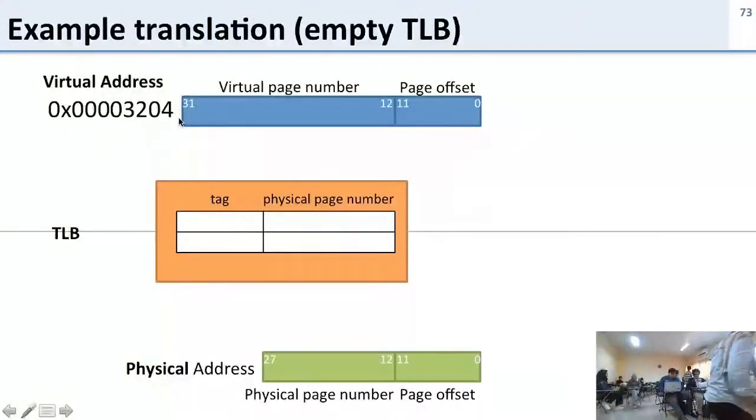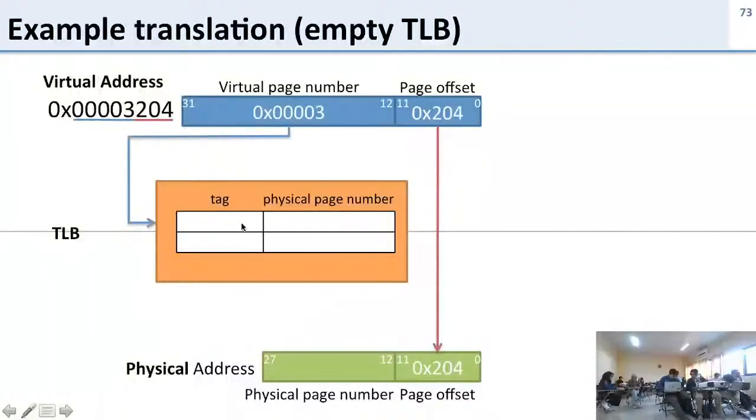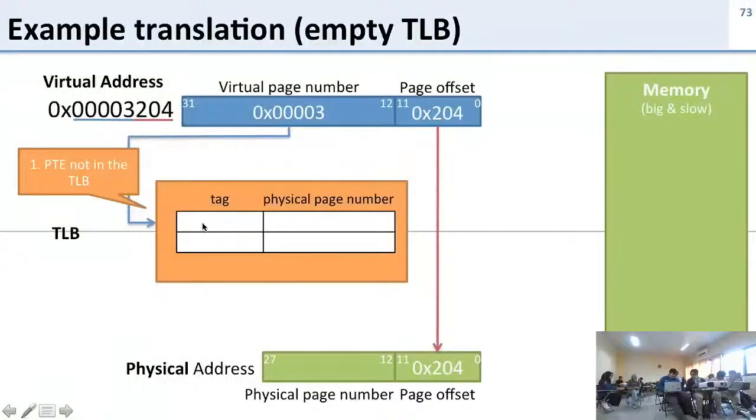So let's go ahead and get started. Here's a virtual address that comes in. We look at the page offset. The page offset is just going to go right through. And we have a virtual page number. The virtual page number is going to be translated. So the page offset just gets passed through. The virtual page number is going to go into the TLB, and there's nothing in our TLB yet, so we missed in the TLB.